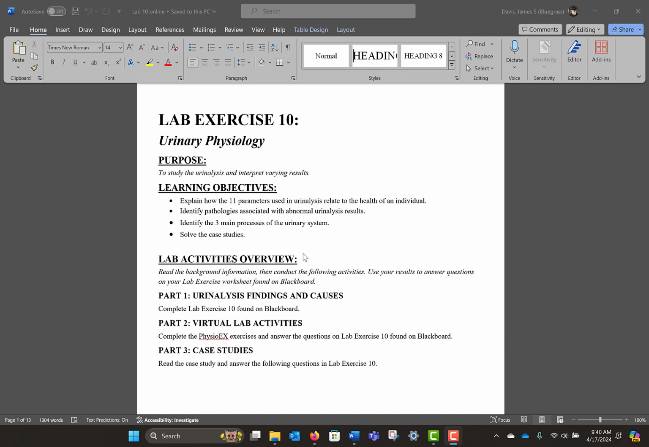So on the cover page of our lab, we have, as always, the purpose: to study the urinalysis and interpret varying results. So as part of your virtual lab activity, you are going to perform a virtual urinalysis. Here are your learning objectives, your lab activities, and then of course, the different parts of the lab, including some case studies, which we will not go over, but as you work on them, as always, you can reach out to me with any questions or just to get some feedback on what you think the correct answers are.